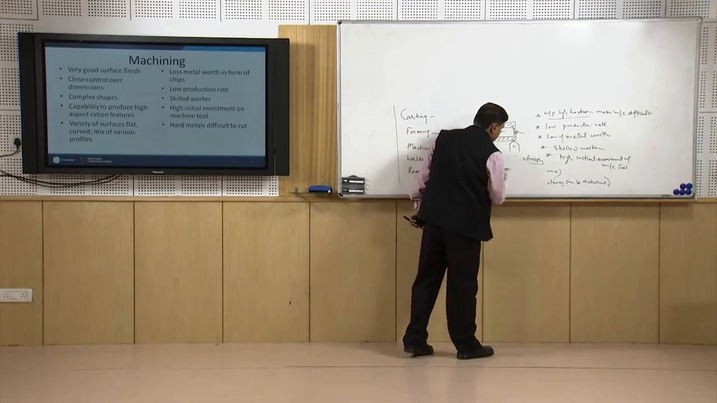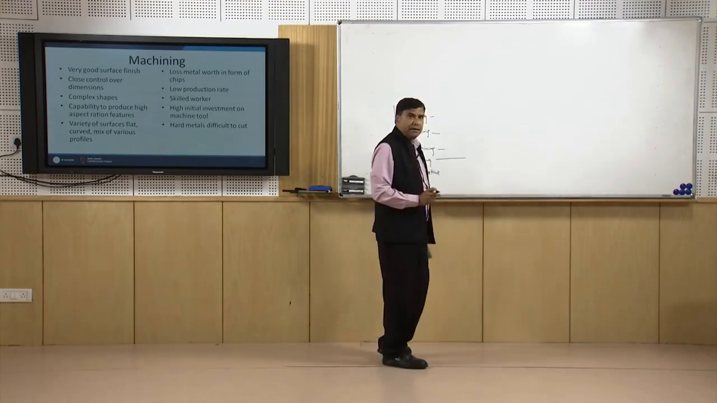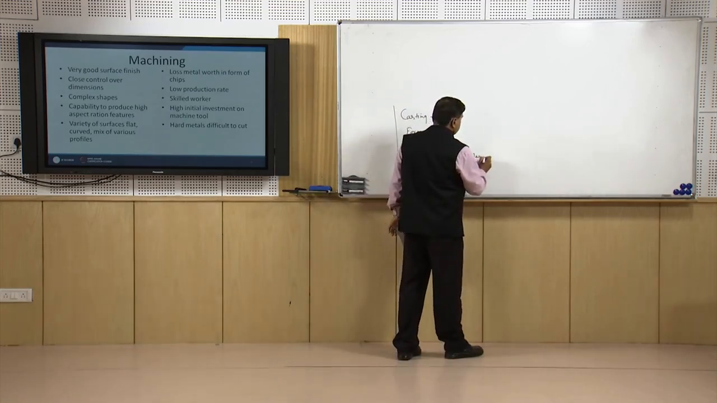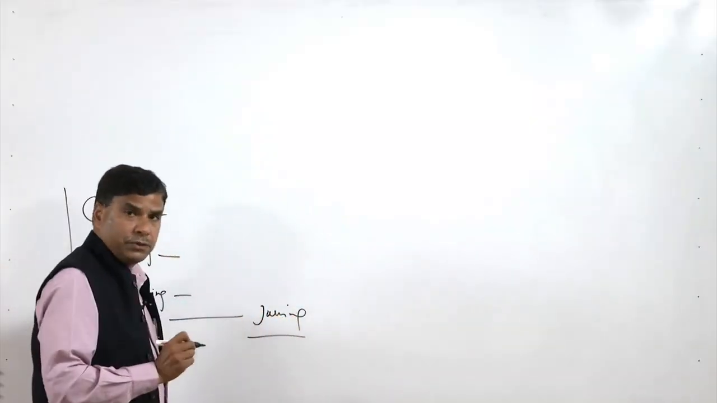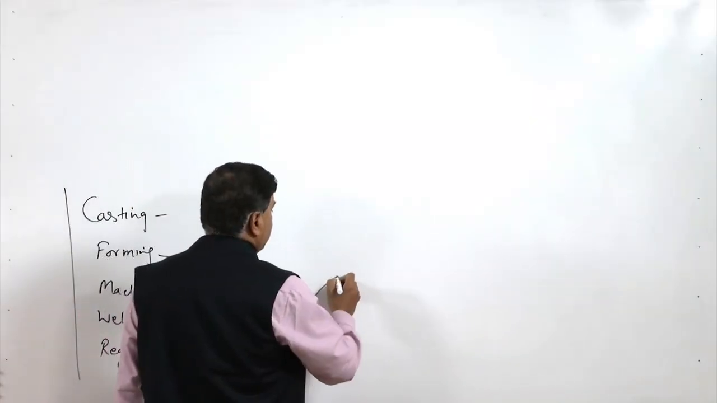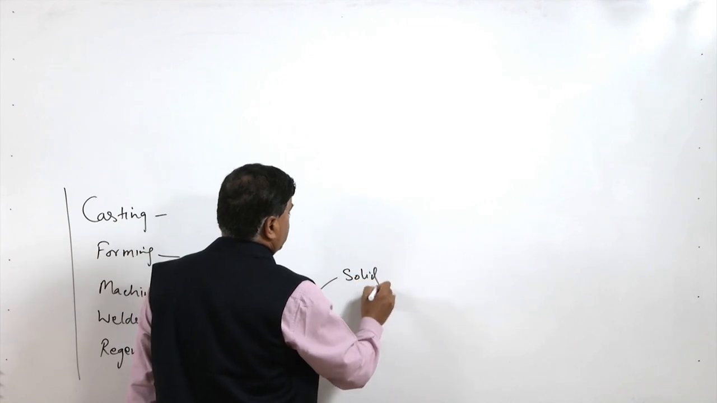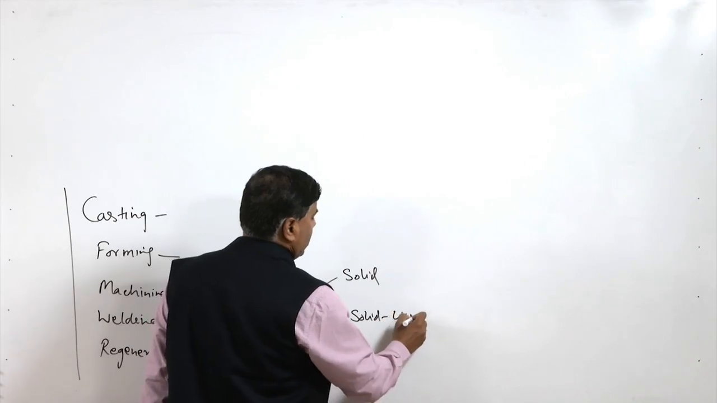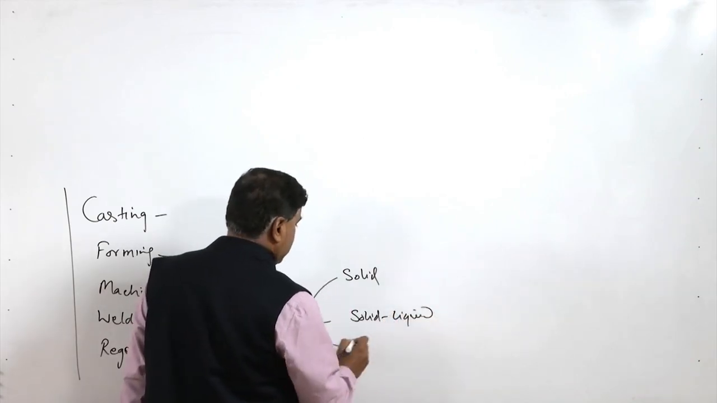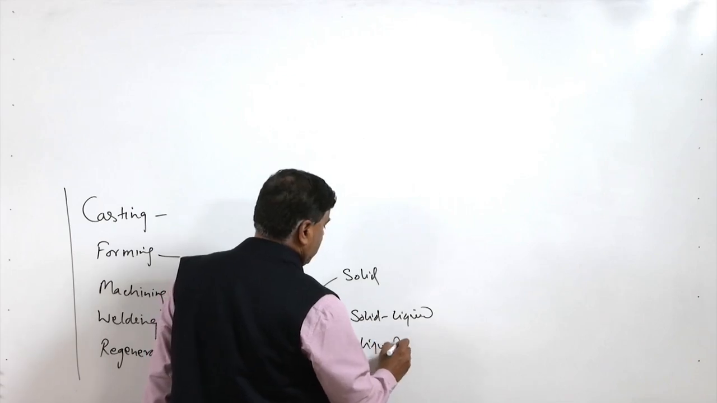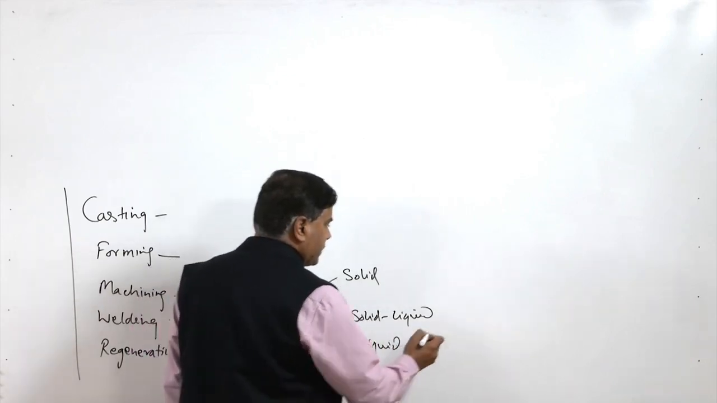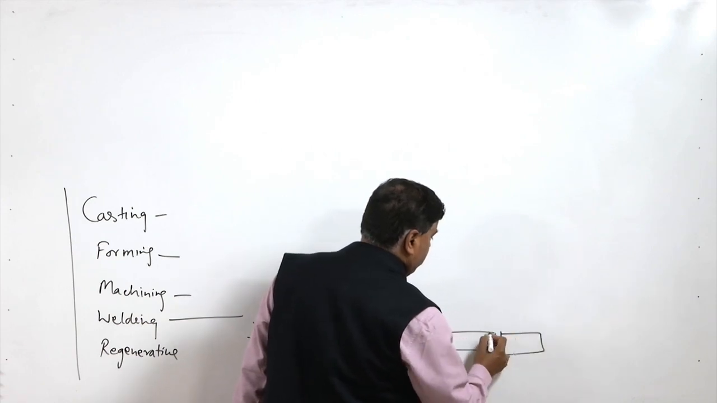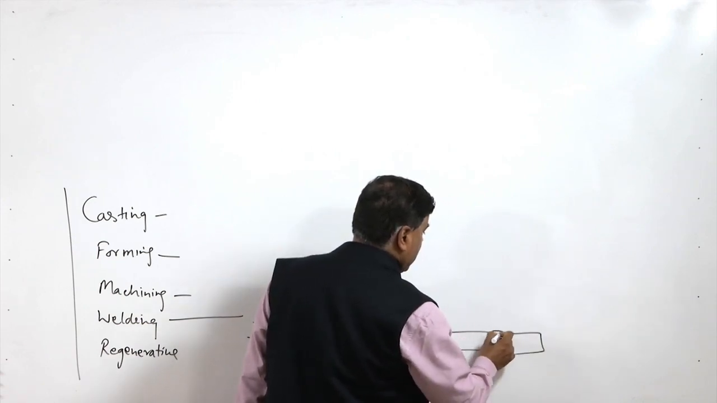Coming to the welding processes, or you can say the joining processes, there are three variants in the joining processes: the solid state joining processes, solid and liquid state joining processes, and the liquid state joining processes. In the liquid state joining process, the components to be joined need to be brought to the molten state with the application of heat.